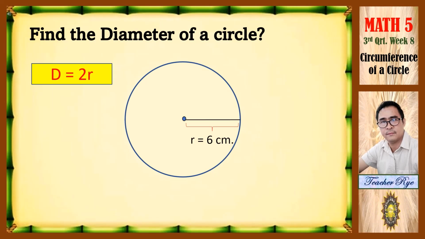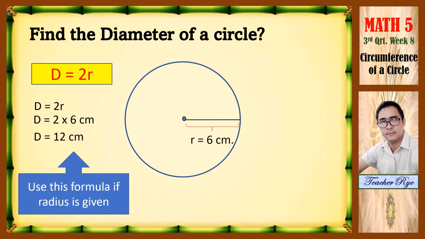So, let us substitute the value of radius. So, 2 times 6 centimeter is equal to 12 centimeter. So, this formula is intended if the given is radius. Okay? So, dumako naman tayo dito kung ang given ay circumference.